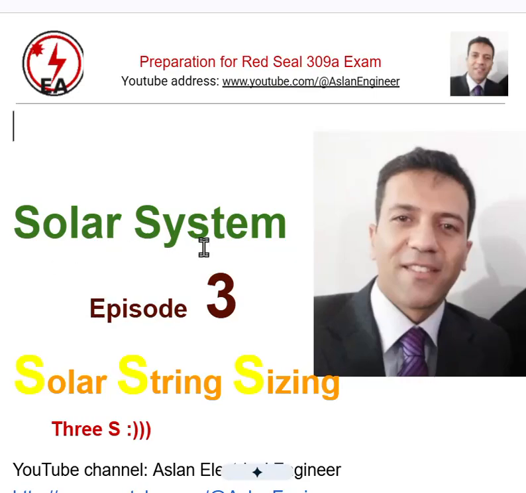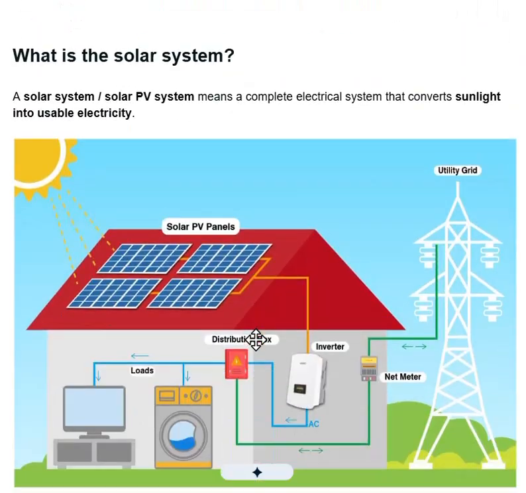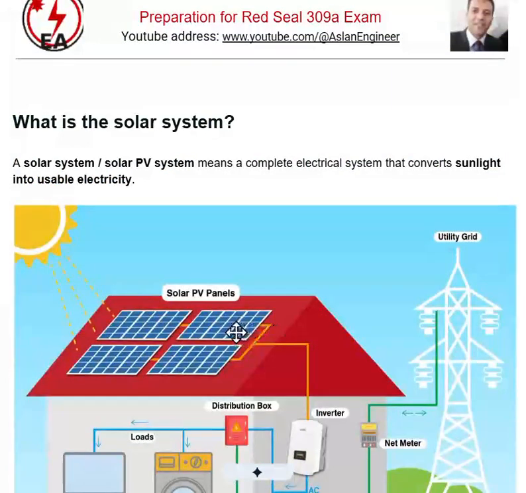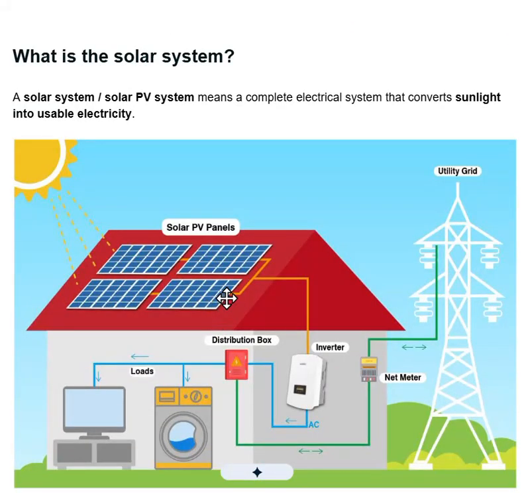What is solar system string sizing? It is 3S. 3S solar string sizing. Come with me here to tell you what is string sizing, solar string sizing.